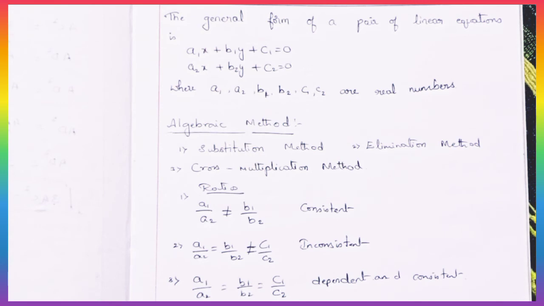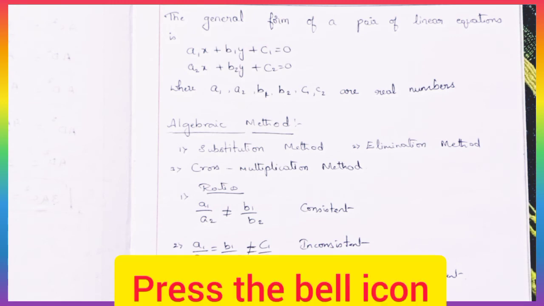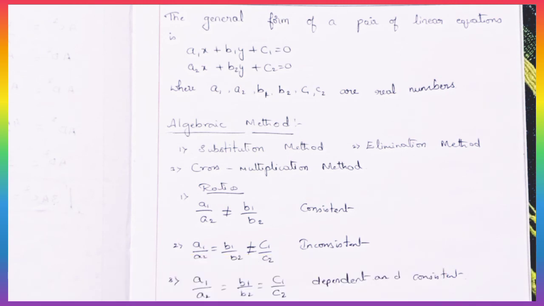In the algebraic method, for the given equations to be consistent, the ratio a1 by a2 should not be equal to b1 by b2. If a1 by a2 is not equal to b1 by b2, then it is consistent. If a1 by a2 is equal to b1 by b2, and that is not equal to the ratio c1 by c2, then it is inconsistent. The last one: if all the ratios are equal, that is a1 by a2 is equal to b1 by b2 and that is equal to c1 by c2, then the two equations are dependent and consistent.